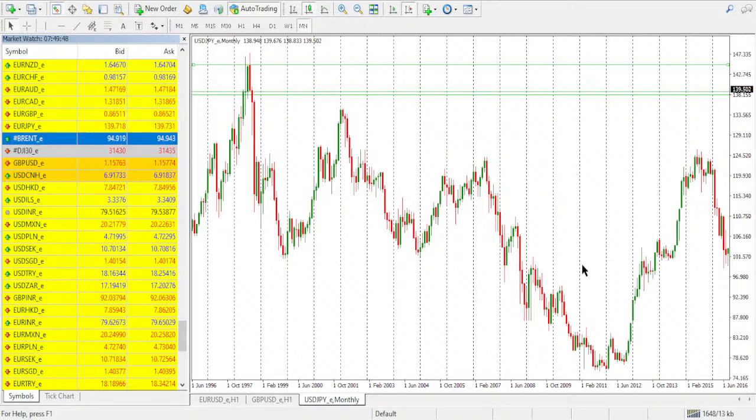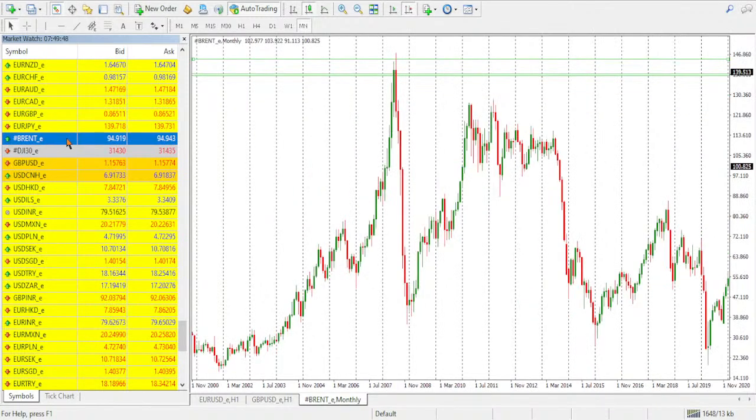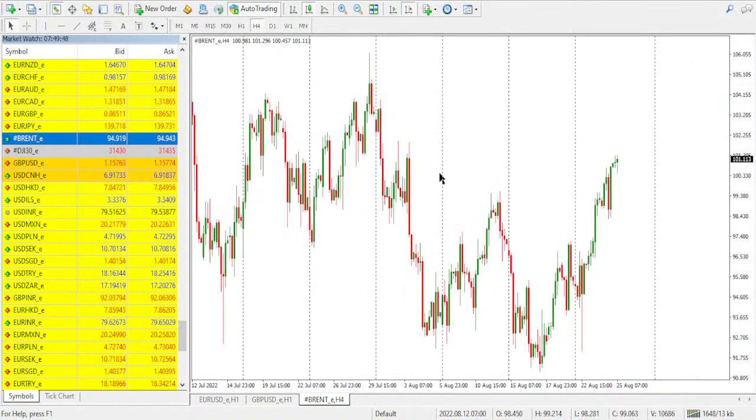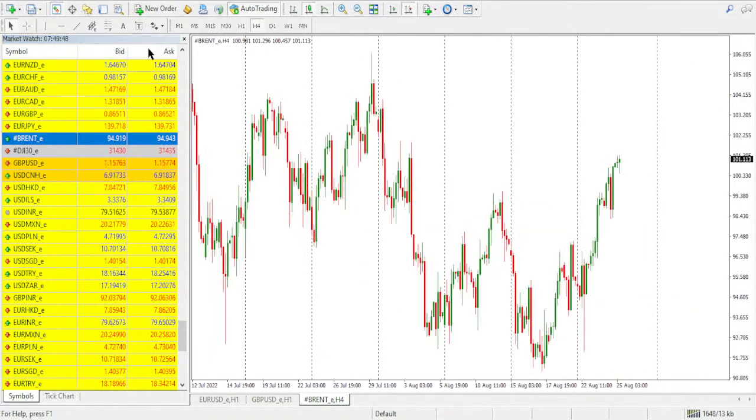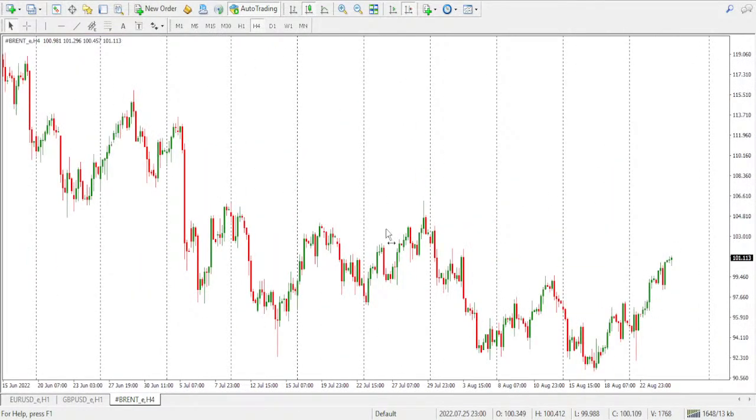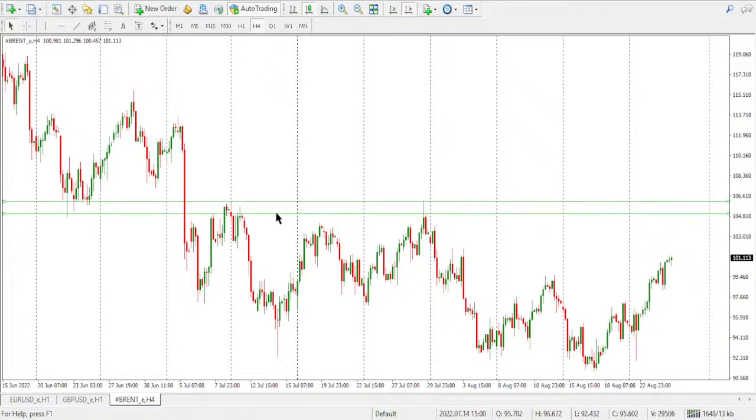My next chart is the Brent oil. So with Brent oil so far, this is a very good uptrend. We do have a good resistance level there, and then another.